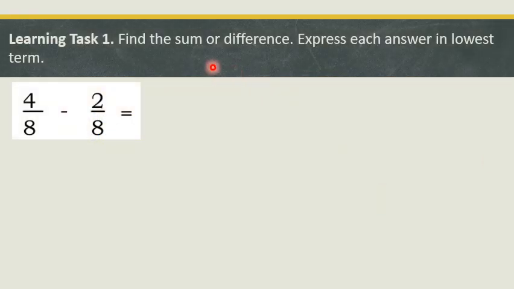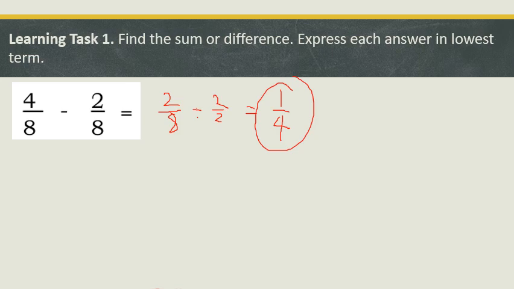Learning task 1. So find the sum or difference. Express each answer in lowest term. So nakikita naman natin dito yung 4/8 and 2/8 ay similar fractions. So ang gagawin lang natin is to copy the denominator. So yung 8, yun po ang ating denominator. Then subtract the numerator. So 4 minus 2 is 2. Okay, so ito po ay hindi naka-lowest term. So pwede pa silang i-divide sa 2. So kaya ang pinaka-final answer natin is 1/4. Okay, next, number 2.